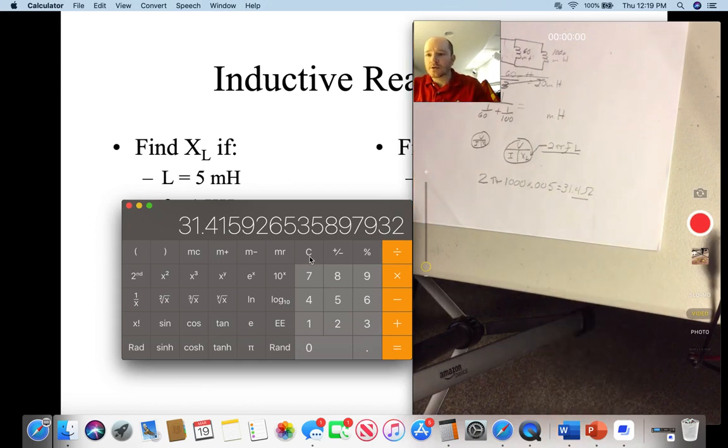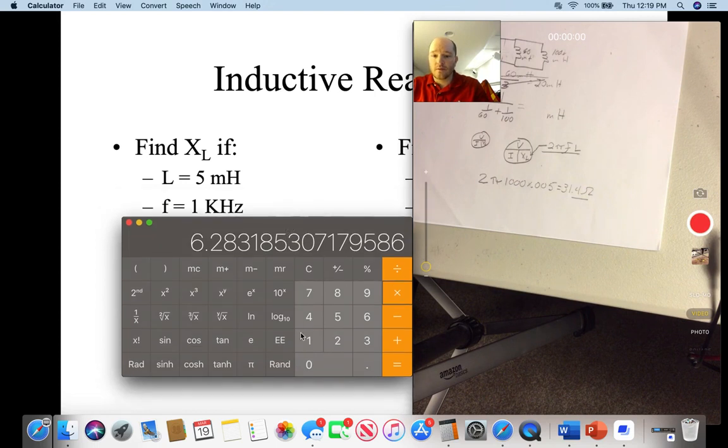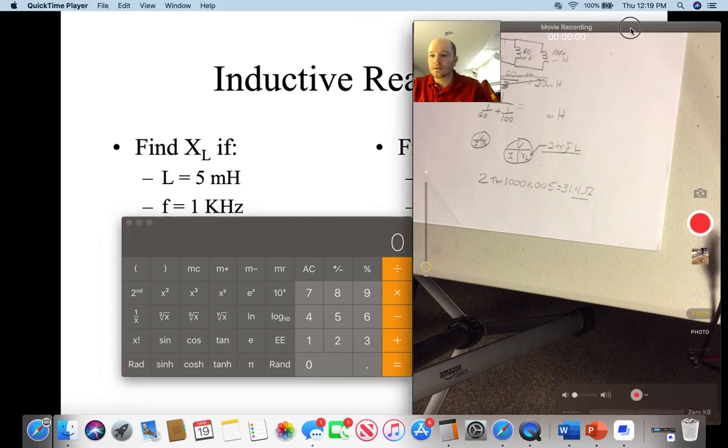All right, so let's run that one more time just to make sure I calculated that out right. Okay, we have 2 times pi times 1,000 times 0.005. Boom, 31.4 ohms. Okay, very cool. Very, very cool.